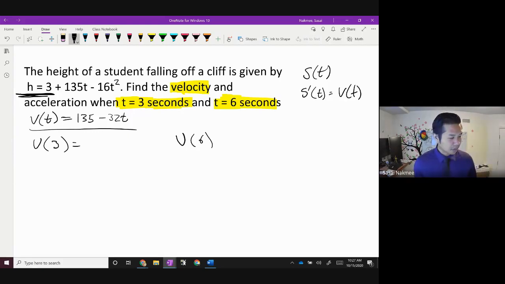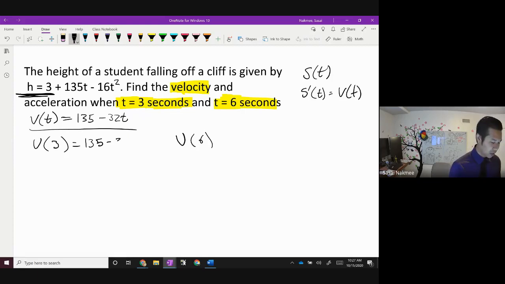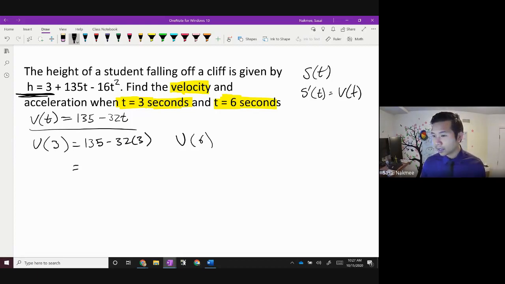So v of 3 is simply asking us to take the velocity function we just found and plugging in 3. So it'll be 135 minus 32 times 3. And I'm going to cheat and look at some of your answers and see what you guys get. David, I'm going with your answer. So if you're wrong, everybody blame David.